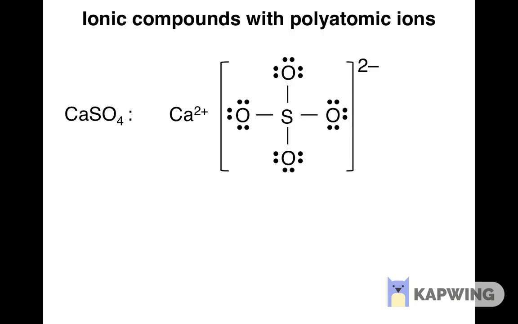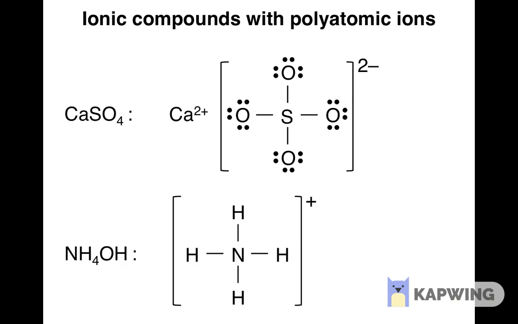In some cases, both ions that form an ionic compound may be polyatomic. An example of such a compound is ammonium hydroxide. To draw its Lewis dot structure, we first draw the Lewis dot structures of the ammonium cation and the hydroxide anion, then put the two ions together to form the ionic compound.